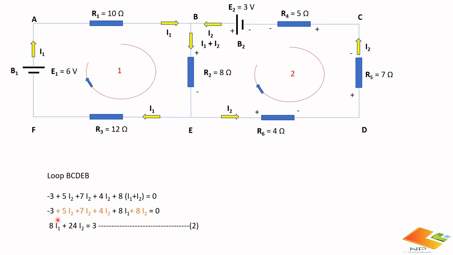So we are summing the I2, that means 5 plus 7 plus 4 plus 8, that means 24 I2, and we are writing 8 I1 as it is. So 8 I1 plus 24 I2 is equal to 3. Okay, so we are giving this equation number 2.